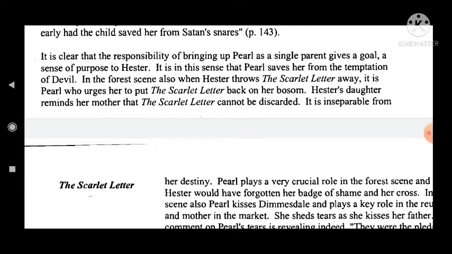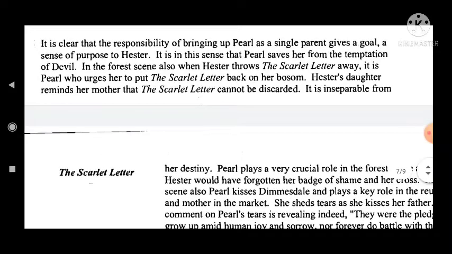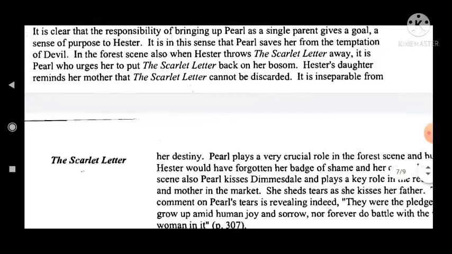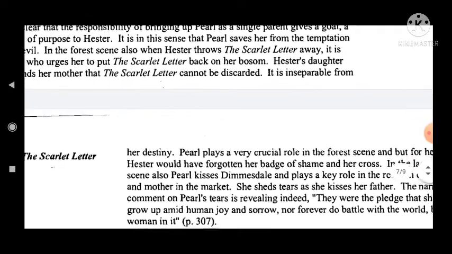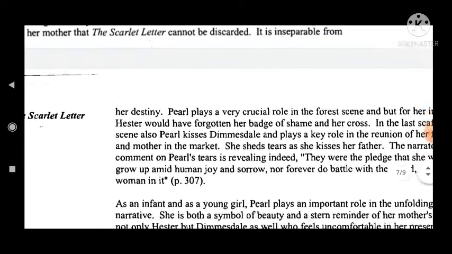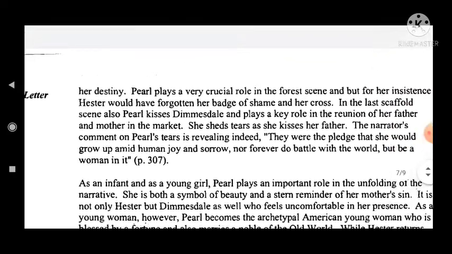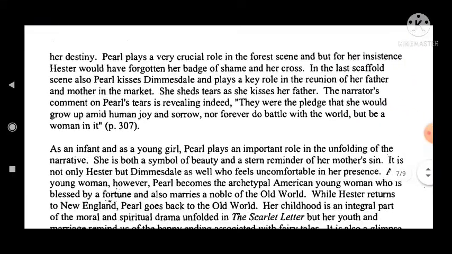In the forest scene also, when Hester throws the scarlet letter away, it is Pearl who urges her to put the scarlet letter back on her bosom. Hester's daughter reminds her mother that the scarlet letter cannot be discarded. It is inseparable from her destiny. Pearl plays a very crucial role in the forest scene, and but for her insistence, Hester would have forgotten her badge of shame and her cross.